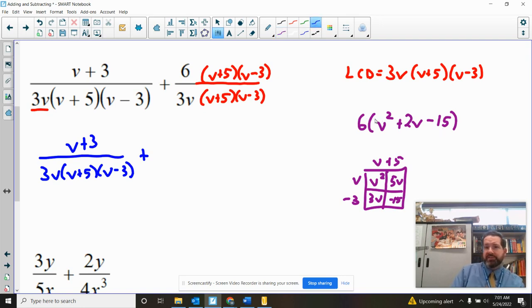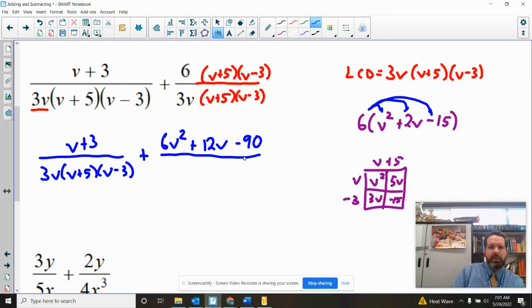The final thing we'll do then is distribute the 6 through these parentheses. So 6 times v squared is 6v squared. 6 times 2v is 12v. 6 times 15 is 90. That's all over, again, our common denominator. Okay, then last step, put it all together.